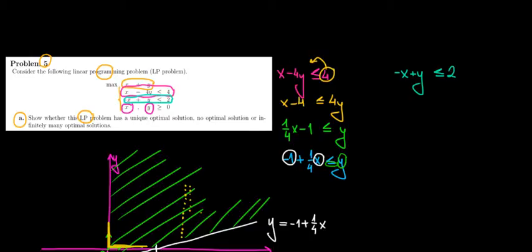Let's keep y on one side and take the x on the other side. So we would have y less than or equal to 2 plus x. We bring this to the other side. So 2 plus x. Okay. Now we have a new line.